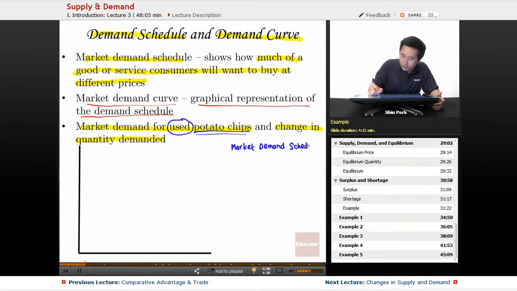Now, if there was no demand at whatever price, there would be no quantity demanded. But let's go ahead and assume that there is a demand for these used potato chips. So let's use very simple prices: 25 cents, 50 cents, 75 cents, and this would be $1.